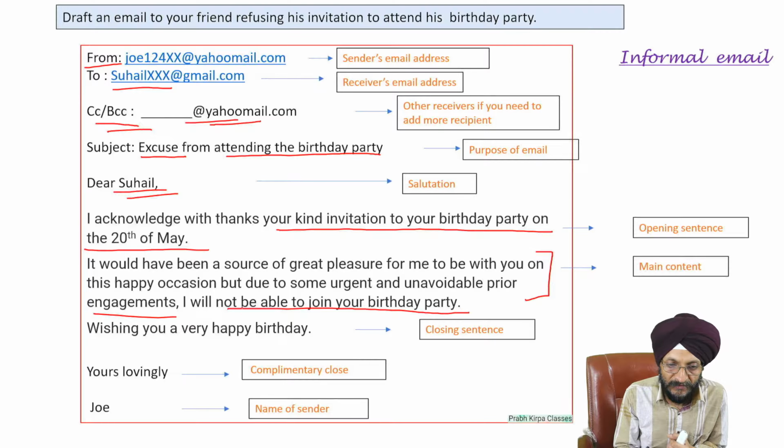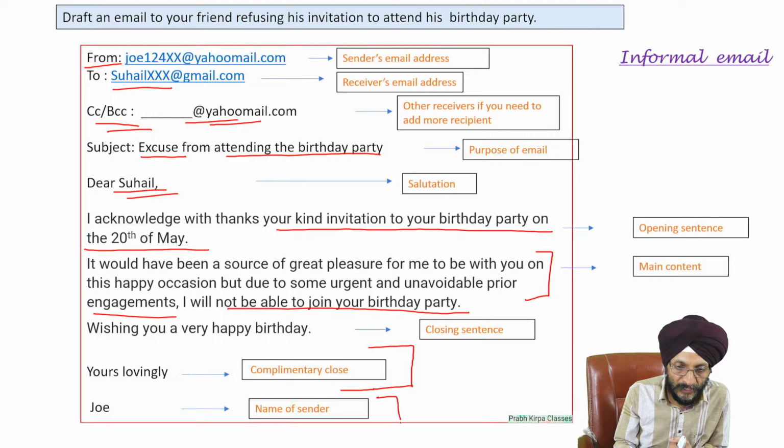Wishing you a very happy birthday. This is the closing sentence. Then comes the complimentary close, which is yours lovingly, yours truly. Then comes your name. In this case, we have mentioned it as Joy.